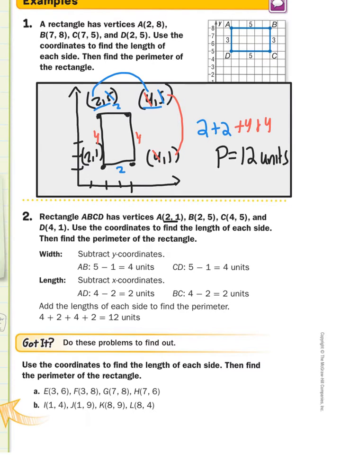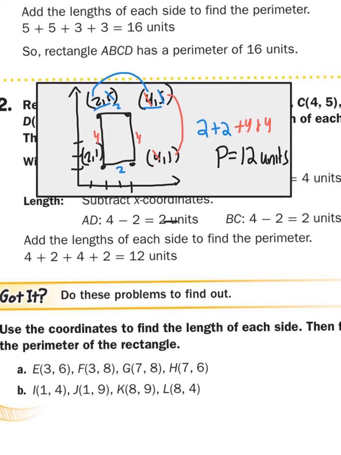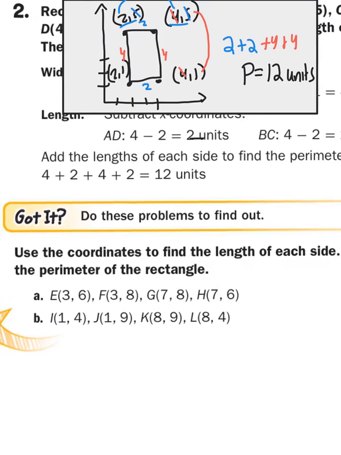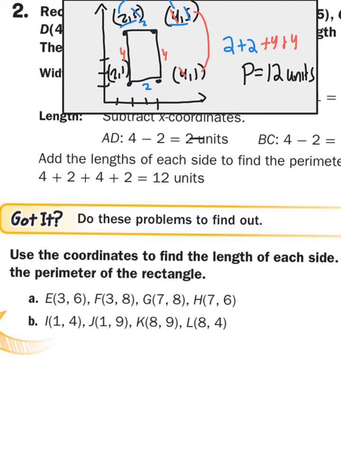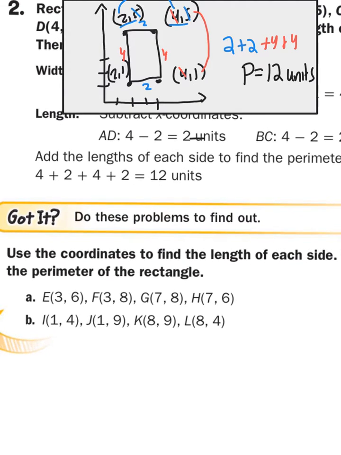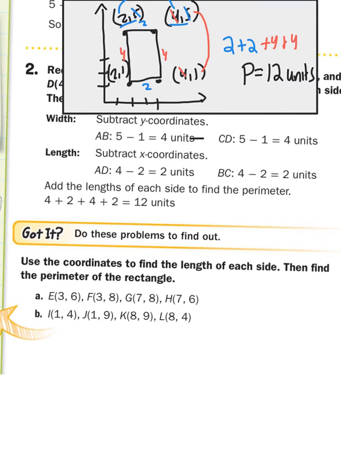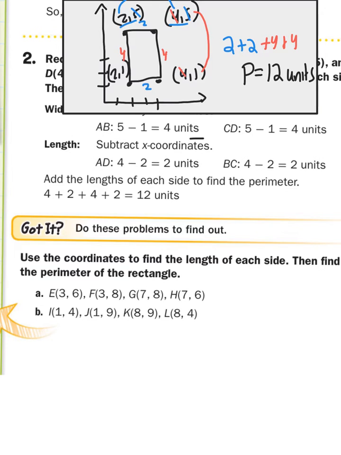So as we go over example A, I'm going to do A together with you, and then I'll have you try B. So in A, I'm going to do without drawing a rectangle. The directions say, use the coordinates to find the length of each side, then find the perimeter of the rectangle. Now this is key because they told us it's a rectangle.